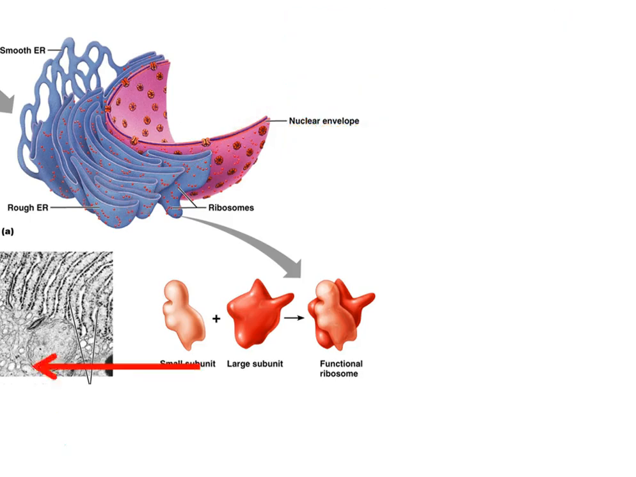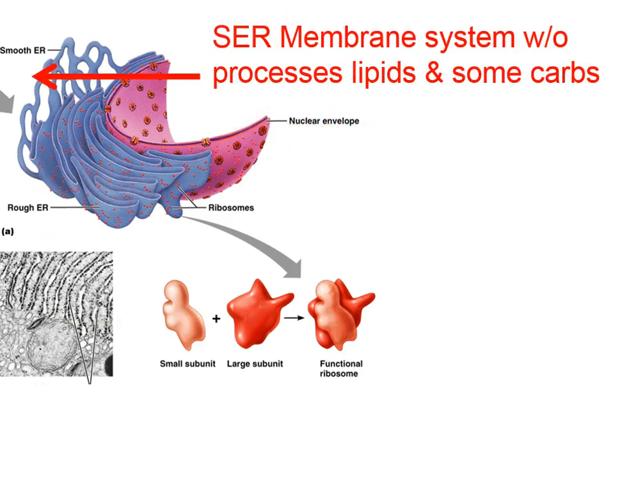Well, what about the smooth ER? The smooth ER is also a membrane system going from the nucleus into the cytoplasm, and it is without the ribosomes, and what it does is process lipids and some carbohydrates. So it's a membrane system without ribosomes, and its job is to process lipids and some carbs.